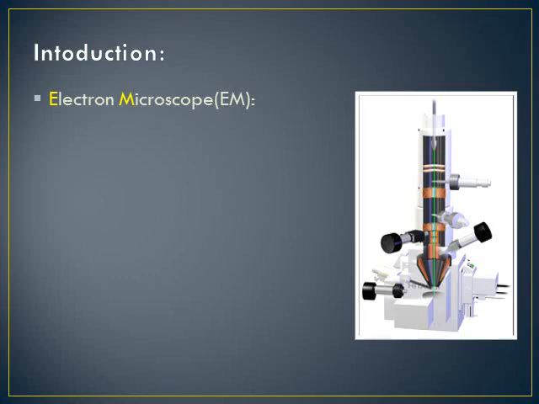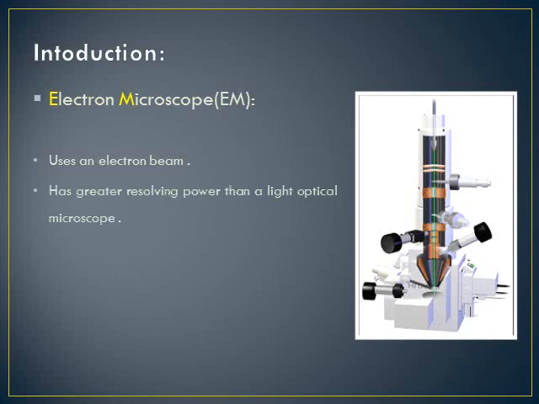First, I would like to give a short introduction about electron microscopes. An electron microscope is a type of microscope that uses an electron beam to illuminate a specimen and produce a magnified image. An electron microscope has greater resolving power than a light optical microscope and can reveal the structure of smaller objects because electrons have wavelengths about 100,000 times shorter than visible light photons.